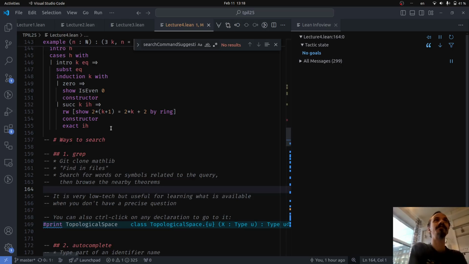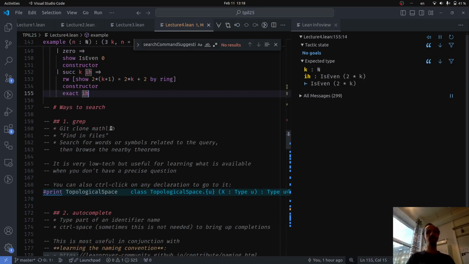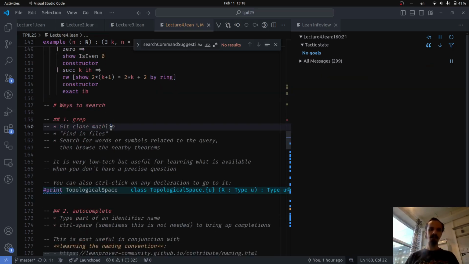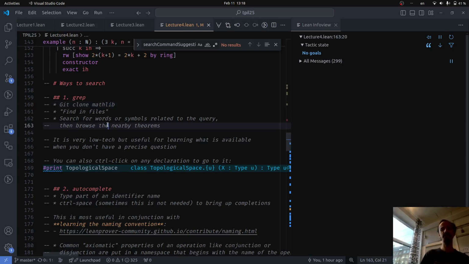I have a feeling that someone has already proved it. I want to rewrite with associativity of natural numbers, and sure, maybe if I had a bunch of time I could prove that myself, but I don't want to because I know that it's already been done somewhere. And I just want to refer to that. But I don't know the name of the thing. So how do I find the name of it? Well, there are several ways. I've ordered these roughly in increasing level of sophistication.